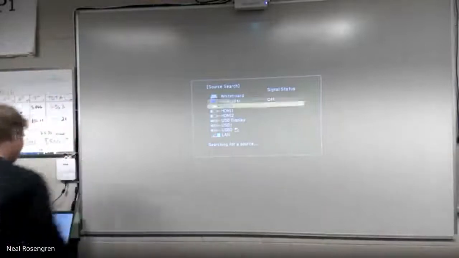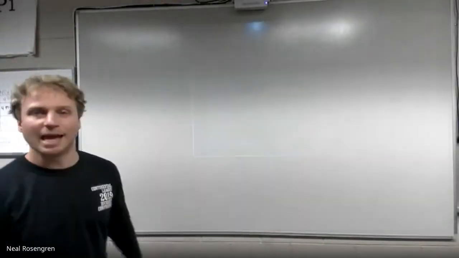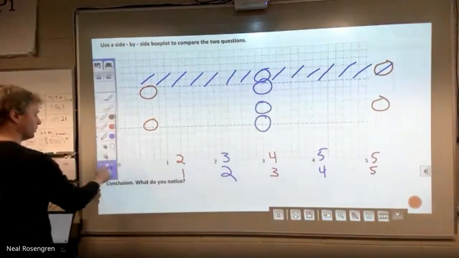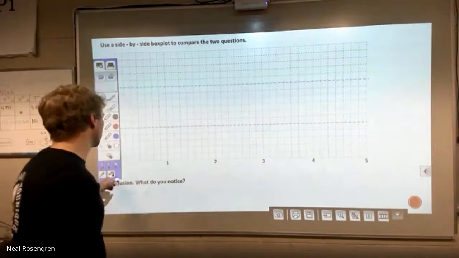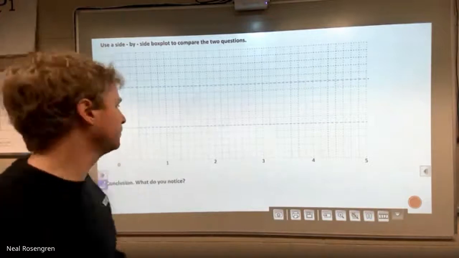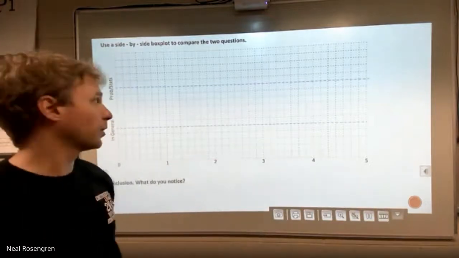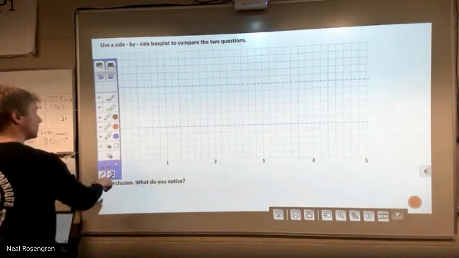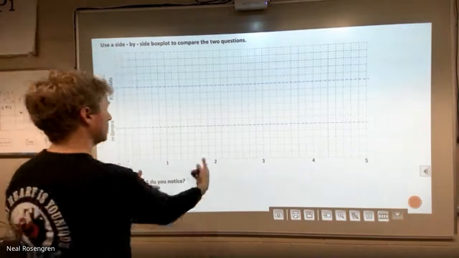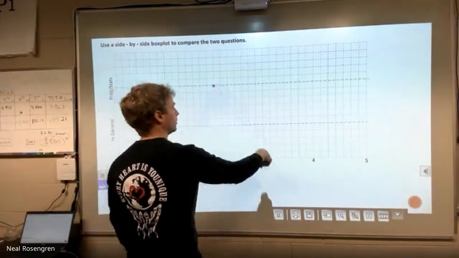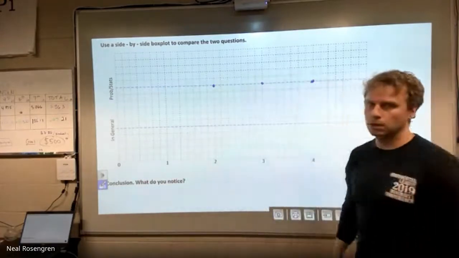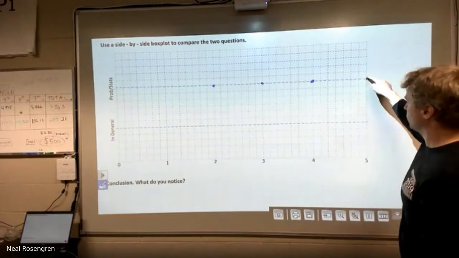Now we can draw our side-by-side box plots. A lot of times, it's really nice to have them stacked right on top of each other, because it makes comparing the two so much easier. I've drawn in the middle line for you, and I've scaled out the bottom. Prob stat: 2, 3, 4, 5, 5. Those are our numbers. 2, put a point. 3, put a point. 4, put a point. 5, put a point.